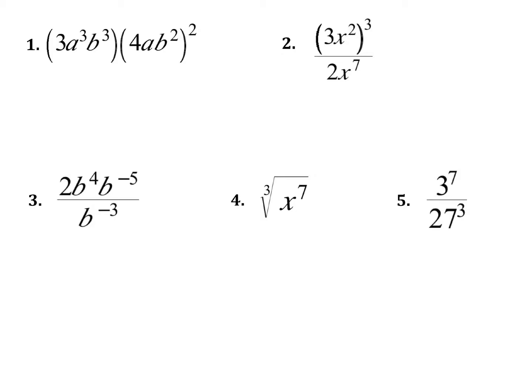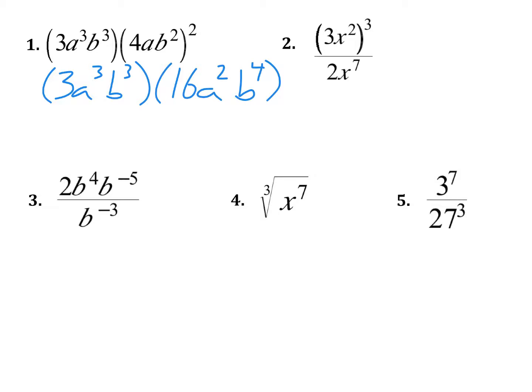So the first one stays exactly the same. So 3, a cubed, b cubed. Now I square this. Now when I'm squaring this, notice that the 4 here is just a number. It's not an exponent. So I don't use some special rule for it. I literally just take the 4 and square it. And so 4 squared gives me 16. Then I do a squared, and then I do b to the 4th power. Because a power to a power means multiply those exponents.